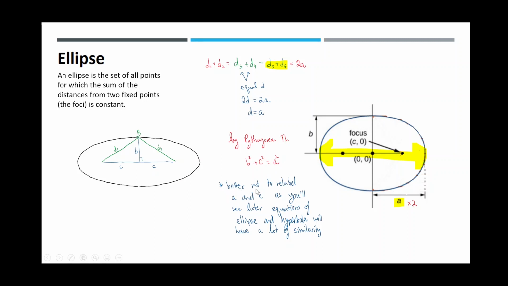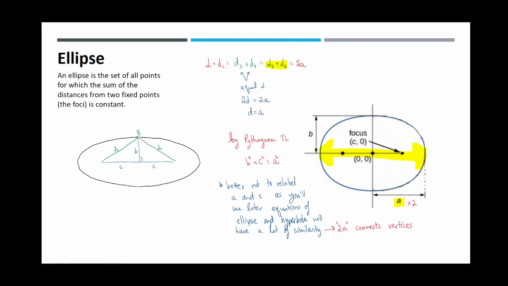Note, it is better not to relabel A and C. So just because you want C to be the hypotenuse instead of A in the Pythagorean theorem, please don't say that this is size C from the center to the edge of the vertex, and then size A is from the center to the focal point, just to make it match to your usual Pythagorean theorem. The reason being is that later on, when we study the equations of hyperbolas, the equations of ellipse and hyperbolas will have a lot of similarity, but also some differences.